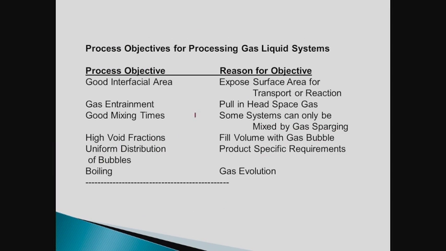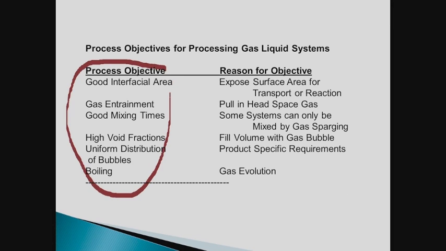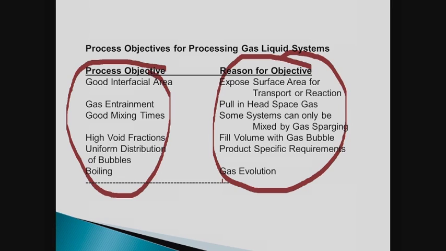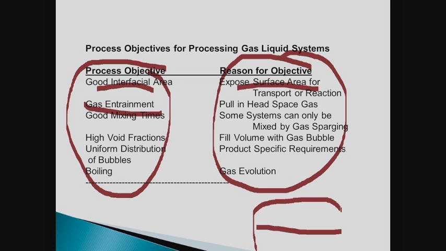So here are some of our process objectives. And the reason for the objectives: good interfacial area, you're exposing area to transport and reaction. Gas entrainment, you're pulling a gas in from the headspace. The headspace is, you have the liquid surface, and then you have the tank, and up in here is called the headspace, the space in the head, so to speak. The head being the top portion.